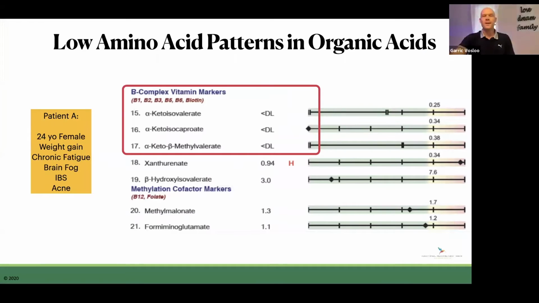Okay, so here we can see non-detectable DLs of 15, 16, and 17: keto isovalerate, keto isocaproate, keto beta methylvalerate. These are intermediates in the branched chain amino acids. So our thinking needs to be, when all three of them come up non-detectable, why are they non-detectable? And is this a connection to the low amino acid patterns that we've seen up above? You don't commonly see this, but when you do, there's something happening here.